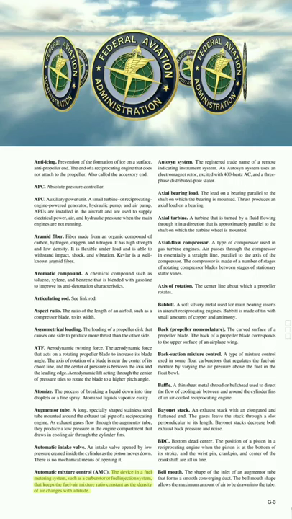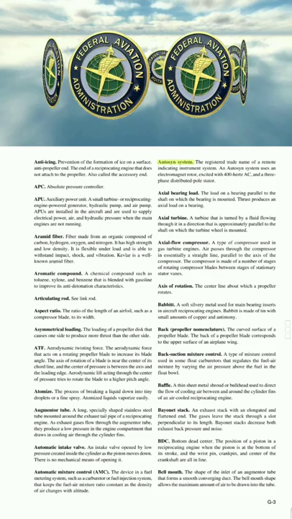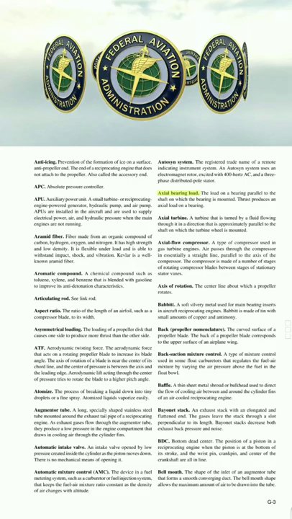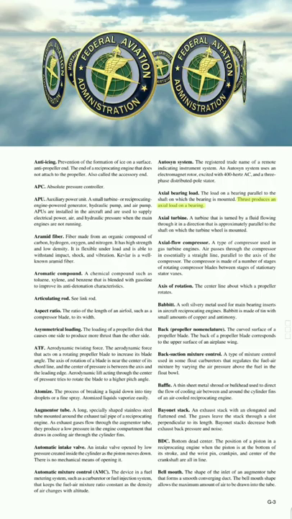Auto-SIN system. The registered trade name of a remote indicating instrument system. An Auto-SIN system uses an electromagnet rotor, excited with 400 Hz AC, and a three-phase distributed pole stator. Axial bearing load. The load on the bearing parallel to the shaft on which the bearing is mounted. Thrust produces an axial load on the bearing.